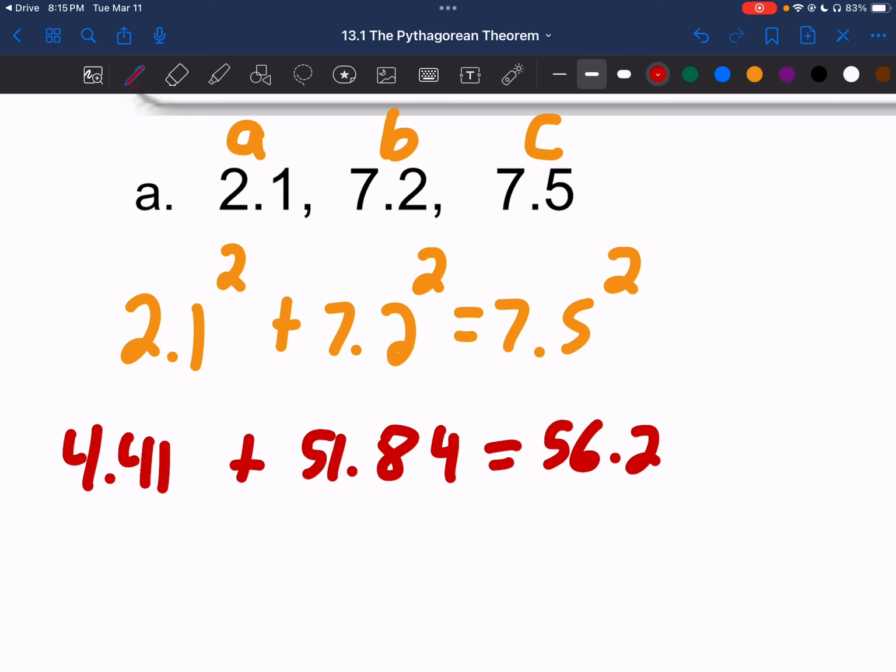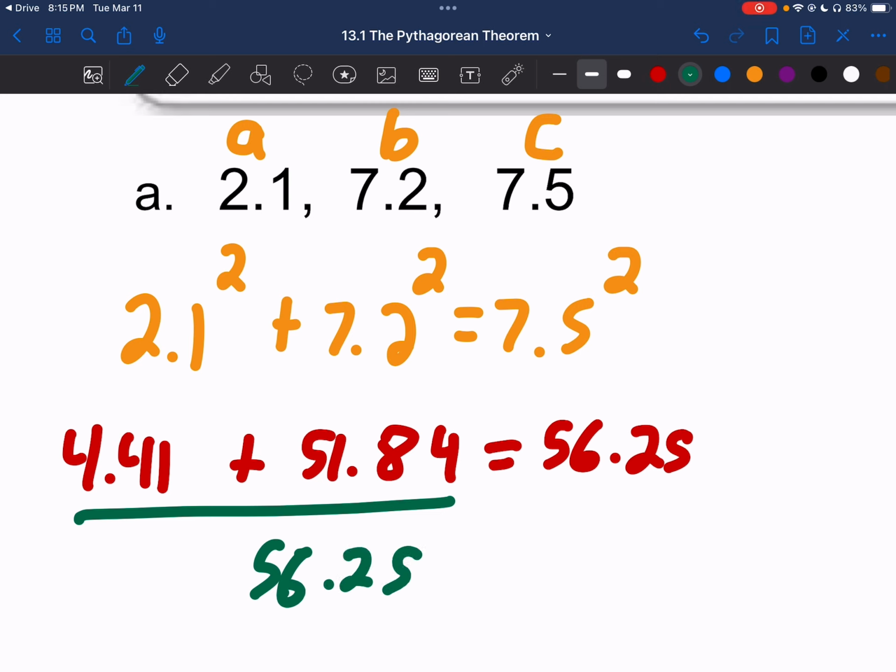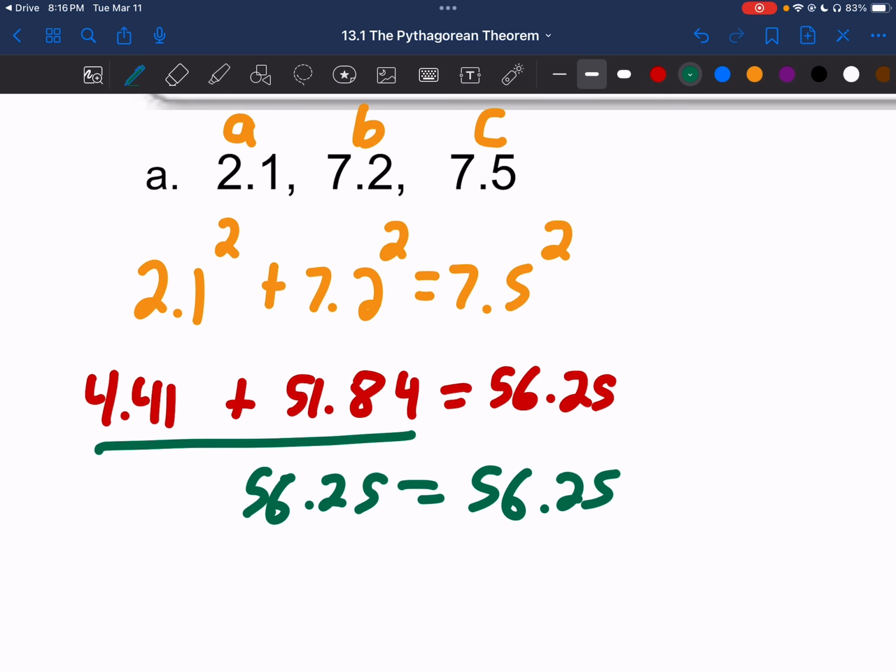Combine like terms on your left side of the equal sign. 4.41 plus 51.84, you get 56.25. And that does equal 56.25. So is this a right triangle? Yes. It is a right triangle, right? So you just have to prove that they are equal. All right, let's look at letter B. We've got 5, 8, and 10.